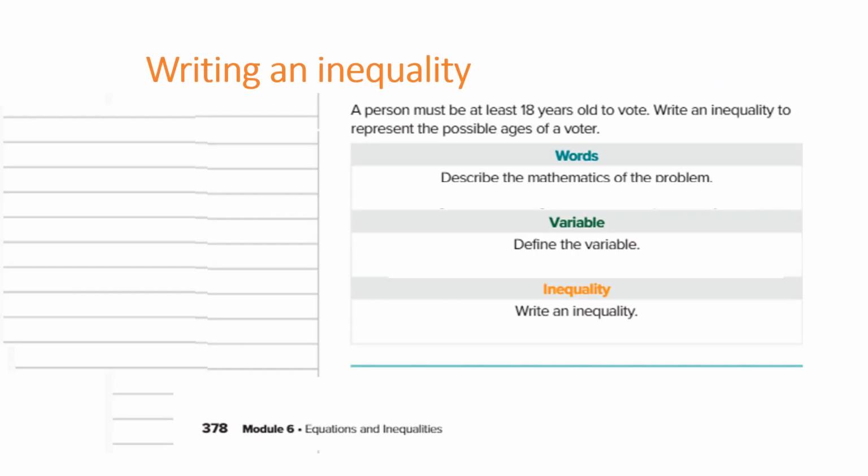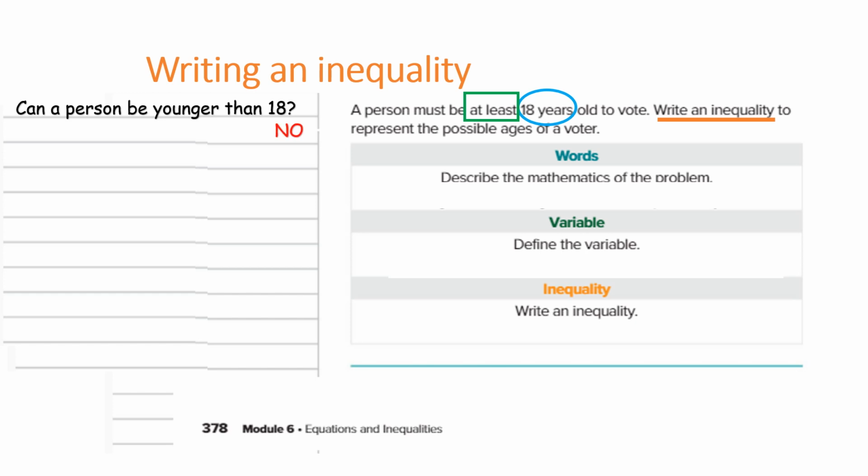So when we look at the idea of inequalities, we can describe them in different words, right? In this example, it says a person must be at least 18 years old to vote. So my number and my label is 18 years. Write an inequality to represent the possible ages of the voter. I know what I'm being asked to do is write an inequality, but then I have to look at the key words. The key words in this one, once again, are at least. And at least tells us which way that arrow is going to point. Can a person be younger than 18?